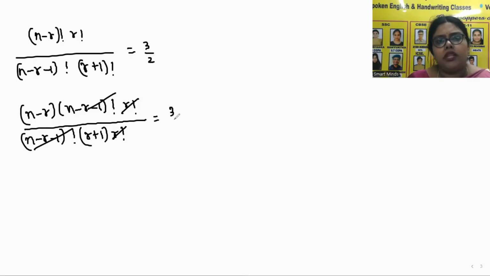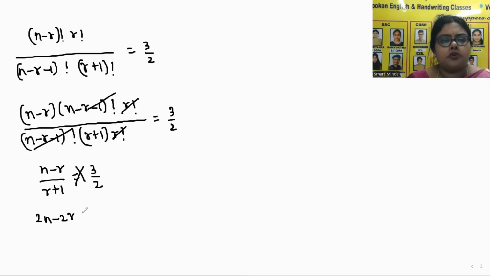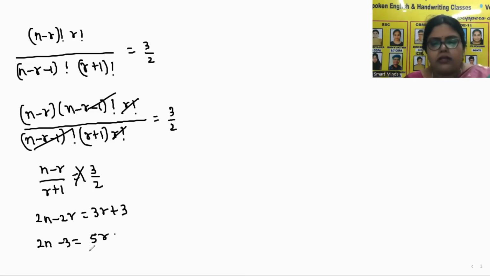That is equal to 3 by 2. So n minus r by r plus 1 is equal to 3 by 2. Cross multiply: 2n minus 2r is equal to 3r plus 3. Now take 2r that side. 2n minus 3 is equal to 5r. Now we got the r value.